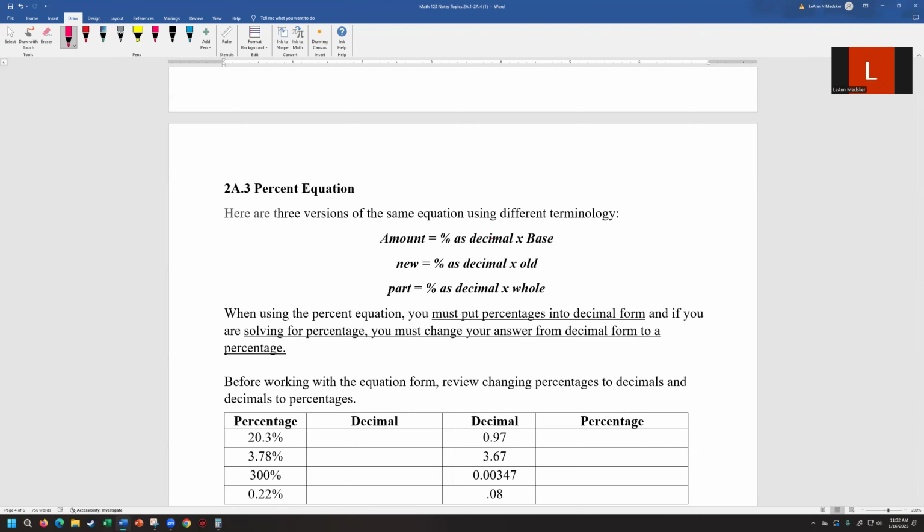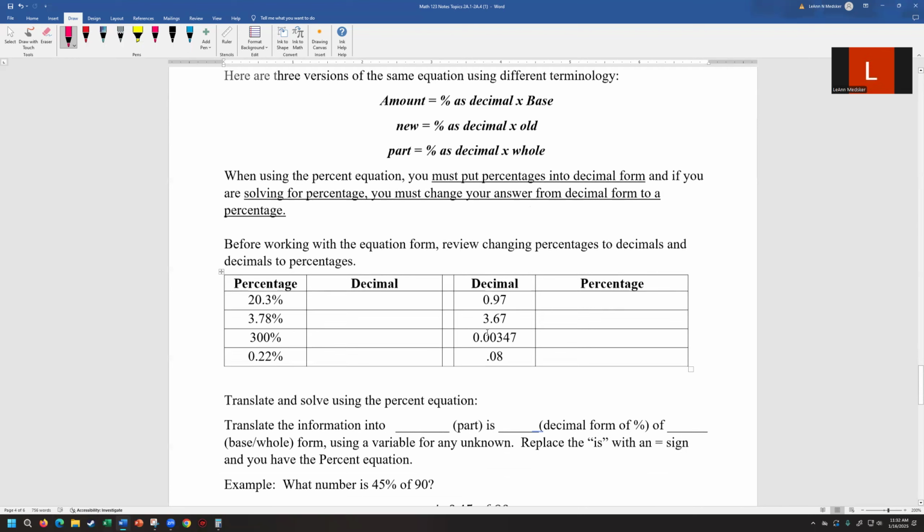So if I look at this first one here, the amount is the percent as a decimal times the base. Or you can think of it as the "is" equals the percent as a decimal times the "of." Another way of thinking of that. So when using the percent equation, remember you must put percents in decimal form when you're plugging them into the equation. And if you're solving for the percentage, you must change your answer from decimal form to a percentage at the end. So let's just practice this.